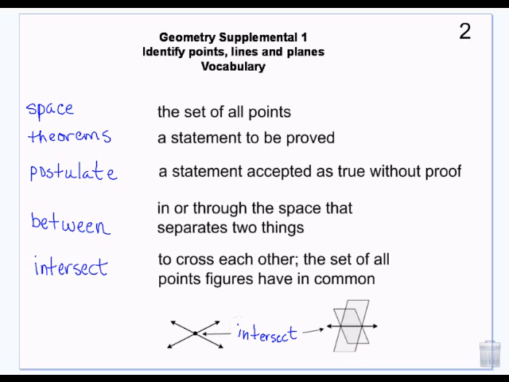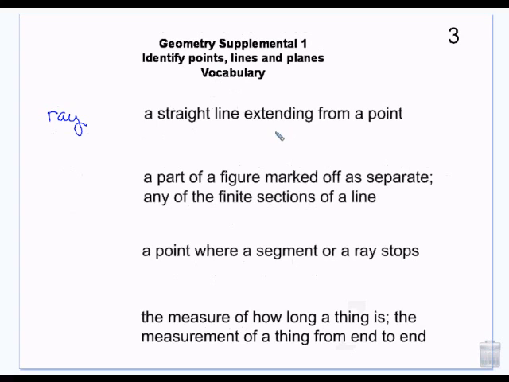Okay, a ray is a straight line extending from a point. So you have a point and you have a line and it extends out. So this would be called ray AB. Or you can do AB with a ray on top of it, so one arrow. Now this is important. If the point on the end is A, then A has to come in front and the arrow points away from A. If we had it like this and go that way, this is not ray AB. This is ray BA.